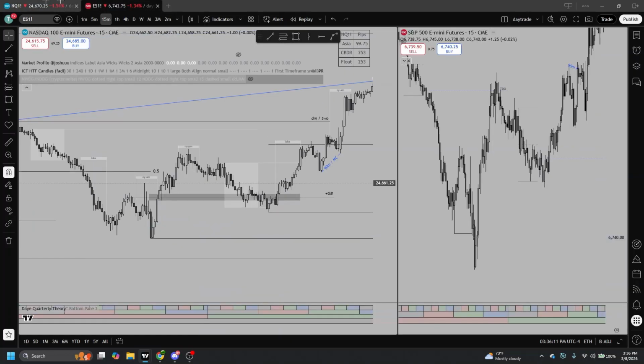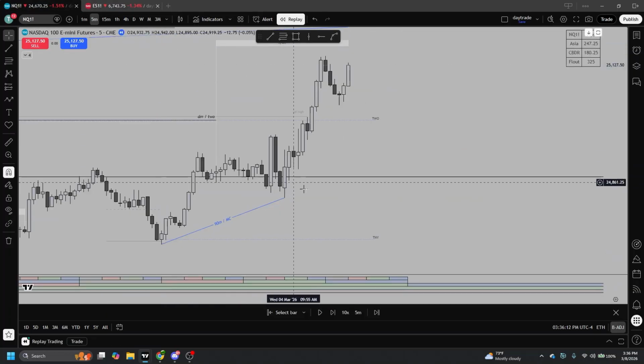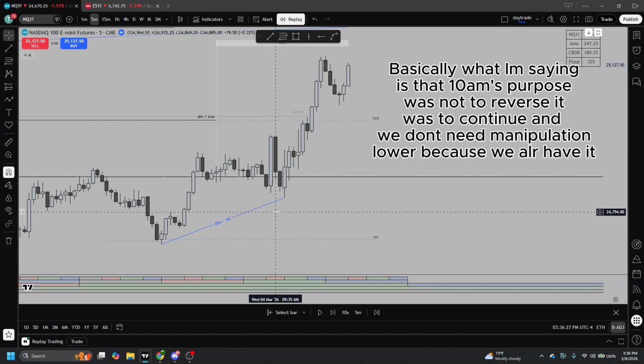I think we have swing divergence, but here, the purpose of 10 a.m. wasn't to reverse. So we didn't need to see us come all the way down and come back up. This was a reversal here, not this. 10 a.m. was meant to distribute, not reverse. So we have our reversal here, and then we have our distribution here.